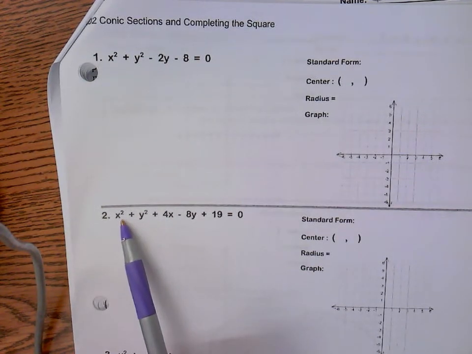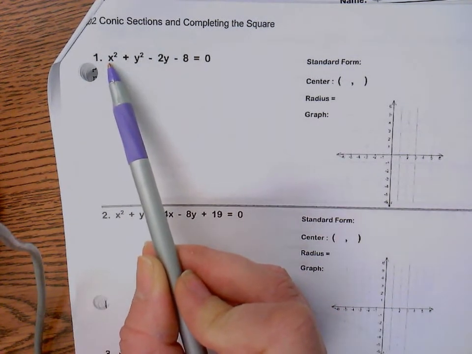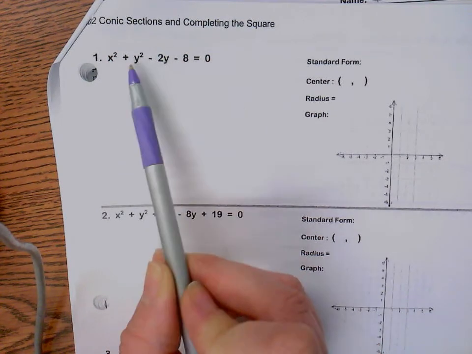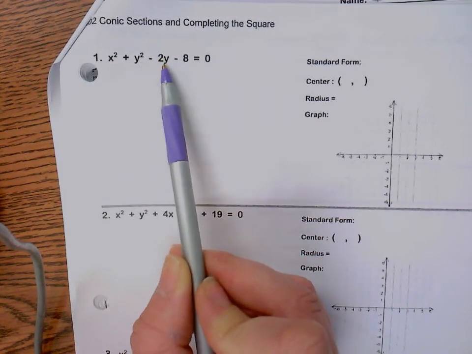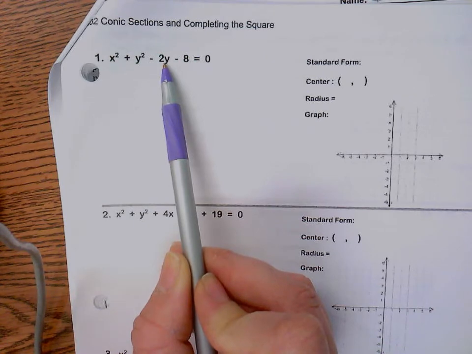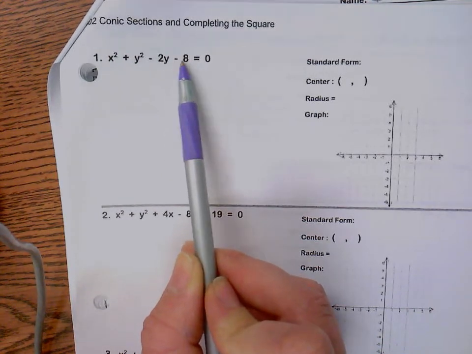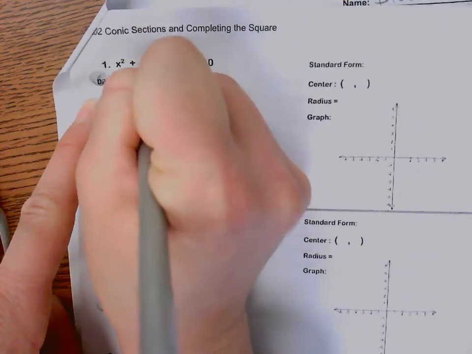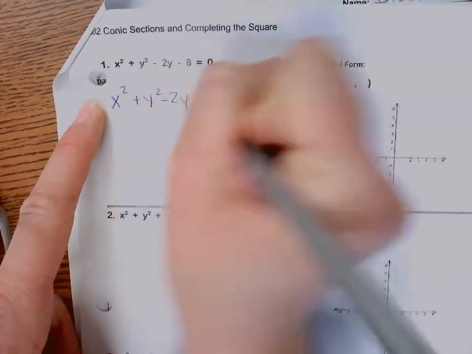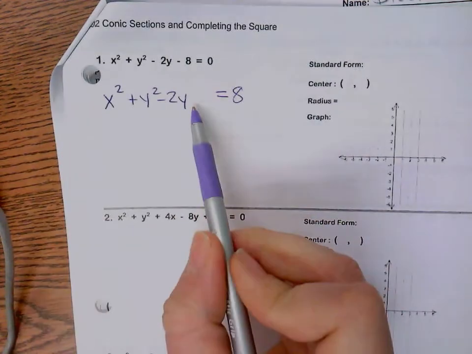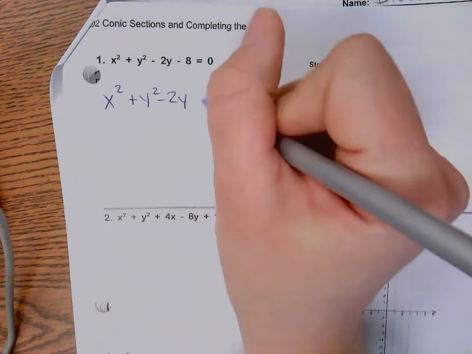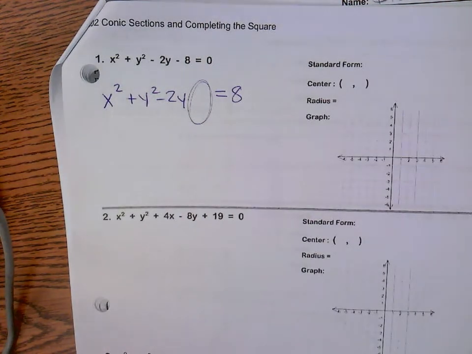See how down here in number 2, you're going to have to move the 4x next to the x squared. In this equation, x squared is the only x term, and the y's are already next to each other. So all we have to do to start the problem is move the 8 to the other side of the equation. And when you rewrite your equation, you want to leave yourself a little bit of room next to the y, because we're going to use completing the square to fill in that spot.